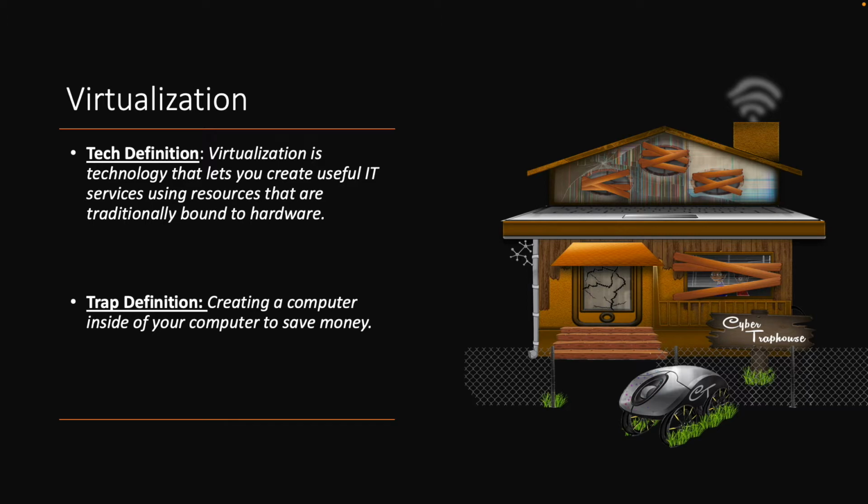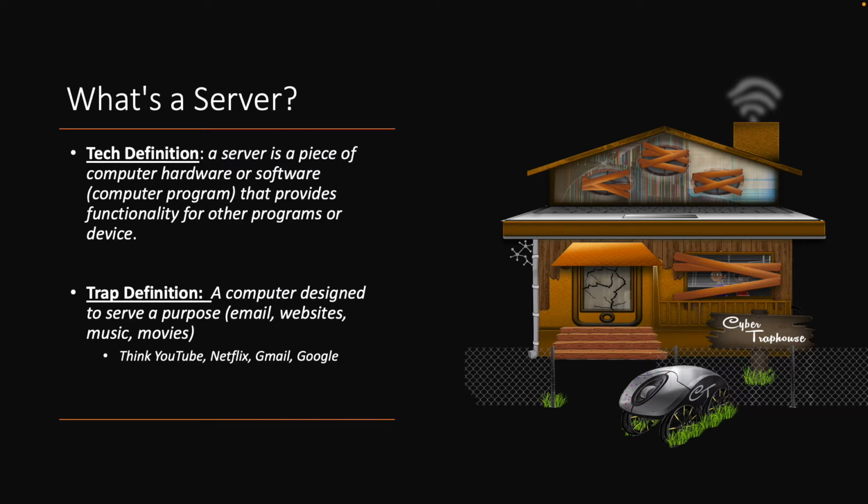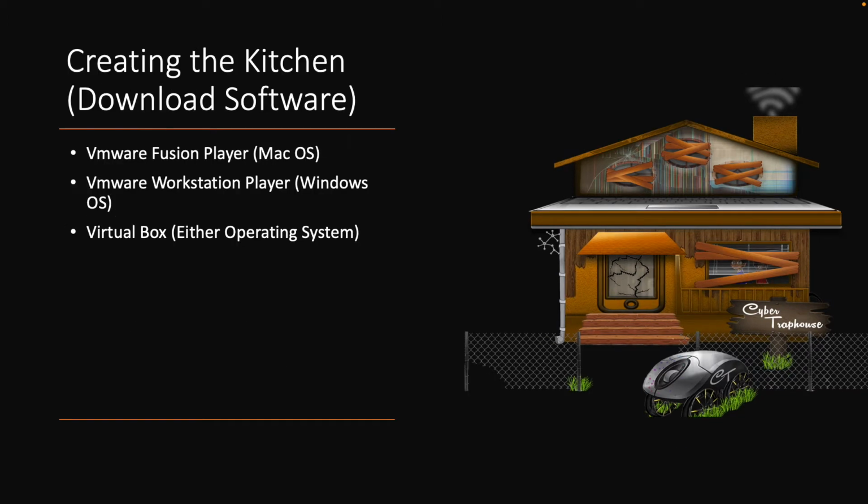So virtualization, right? What's virtualization? The tech definition is virtualization is a technology that lets you create useful services, and all that other tech jargon. The trap definition is we're going to create a computer inside your computer to save some money. So what's a server? The tech definition is a piece of computer hardware or software that provides functionality. The trap definition: a computer designed to serve a purpose. Email, websites, music, and movies. If you go to YouTube, Netflix, Gmail, or Google, all of that stuff is stored somewhere on a server. We're going to build a server.